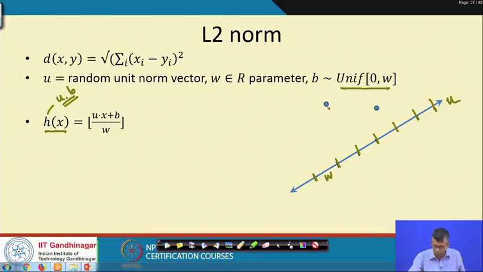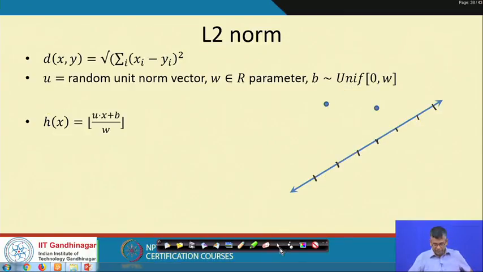So, in some sense what you are trying to do is this: if I do a random projection of x onto this line u, and a random projection of y onto this line u, what is the id of the bucket that it falls into? The bucketing is of size w and it is a randomly shifted bucket. So, you want to see what is the id of the bucket that it falls into. Okay. So, this is what we will try to do, and this is the hash value for any x.